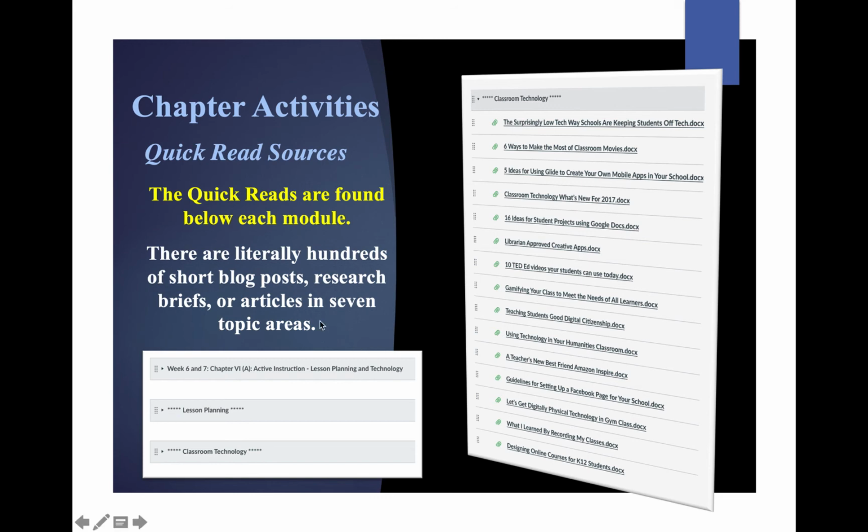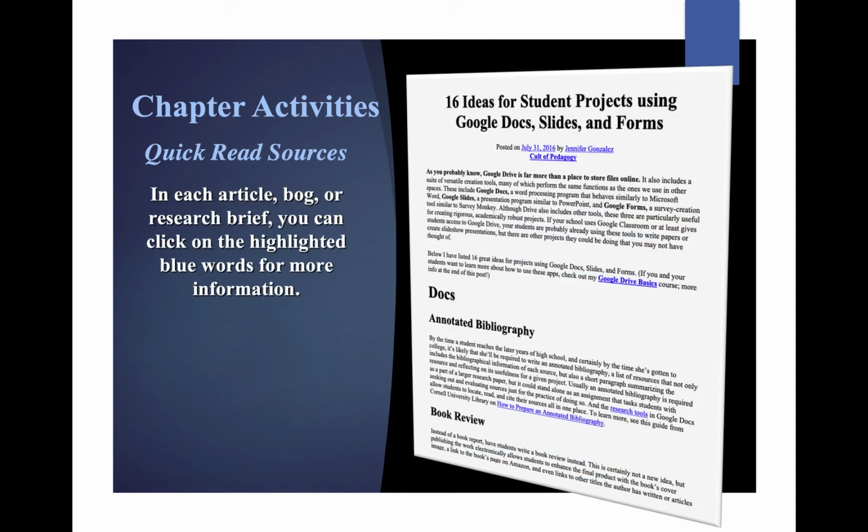These are all found underneath the module. For example, in week 6 and 7, we're going to look at active instruction. So there you're going to be having probably 40, 50 articles on lesson planning, 40, 50 on technology, and you choose what you want to respond to. But that's probably one of the strongest parts of the course, is all the material that's provided for you. They will look something like this.